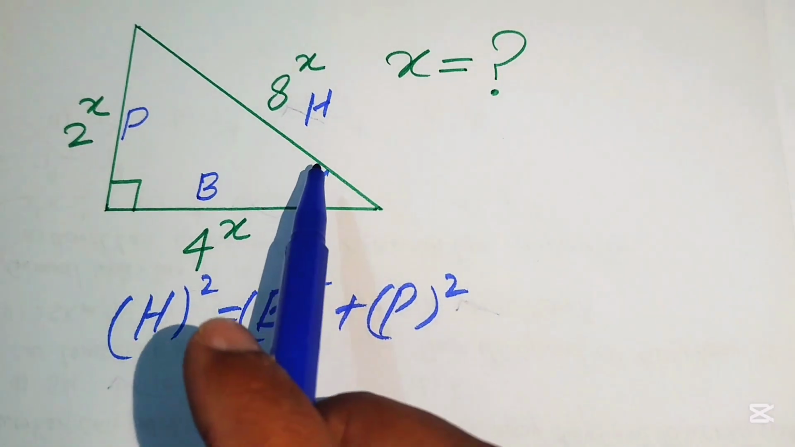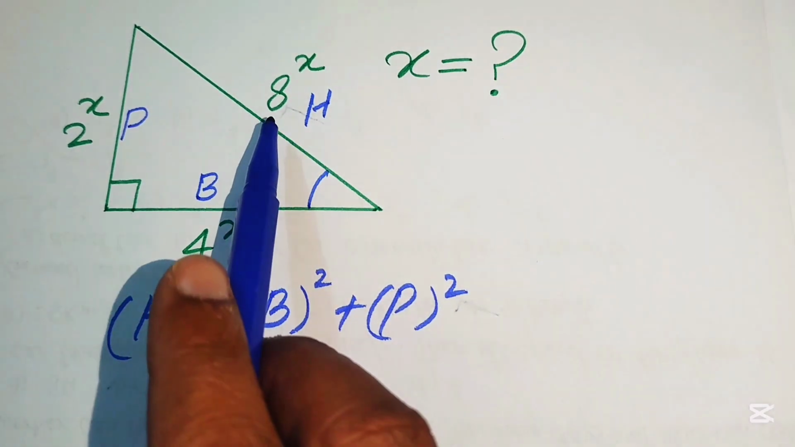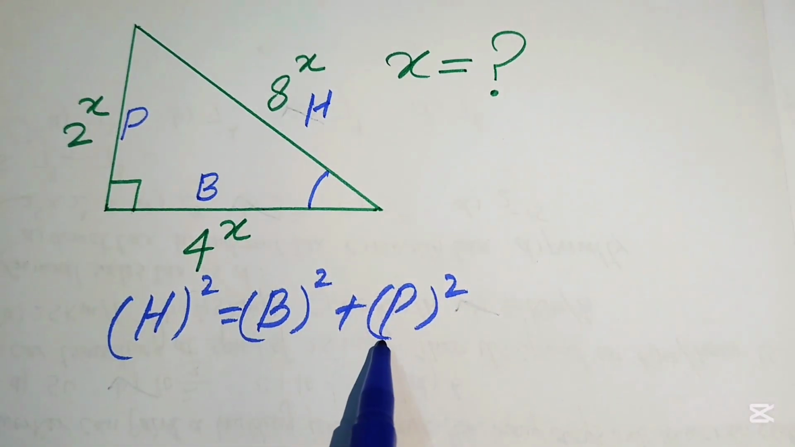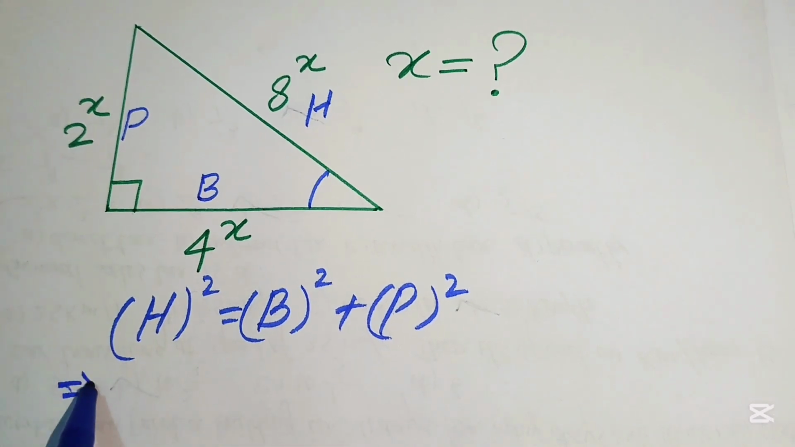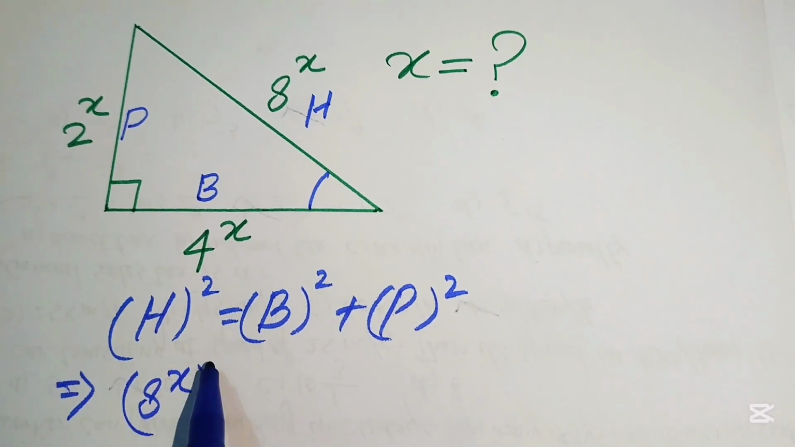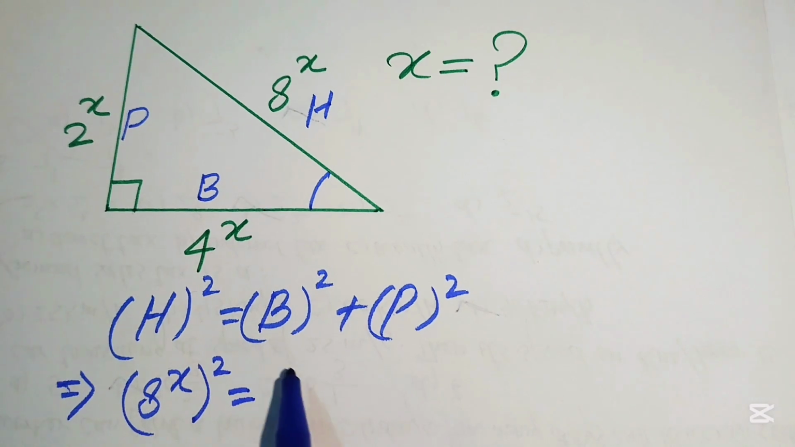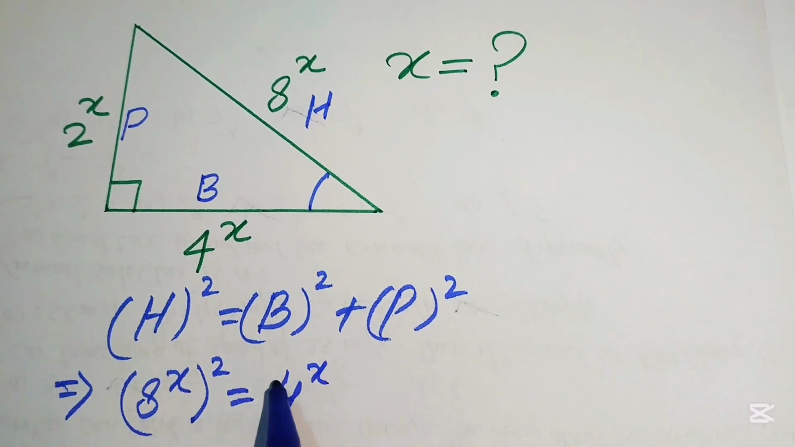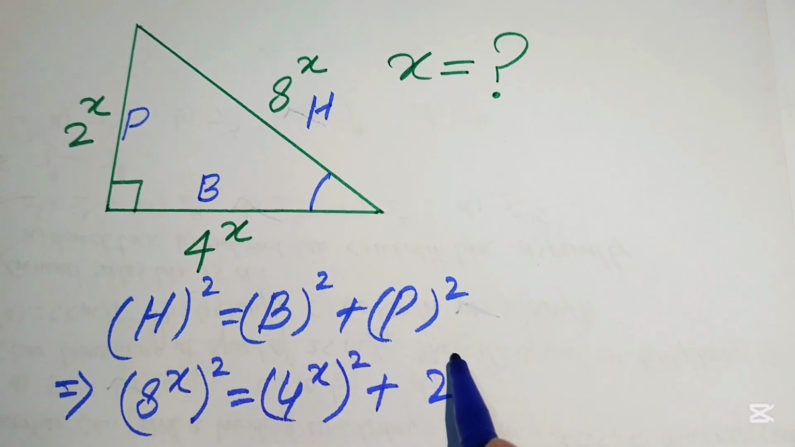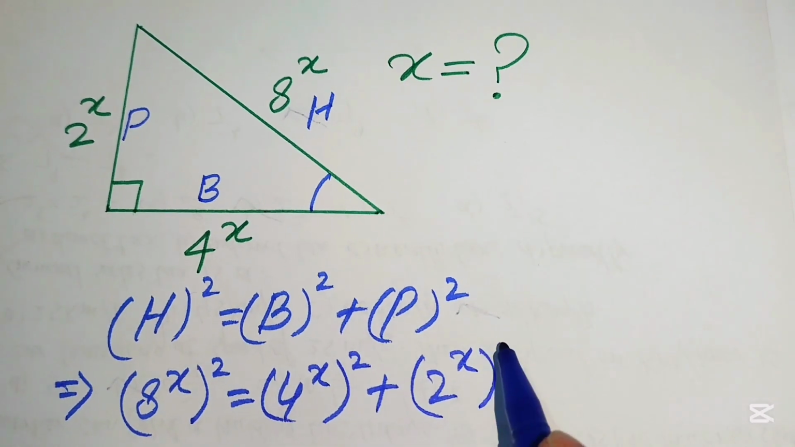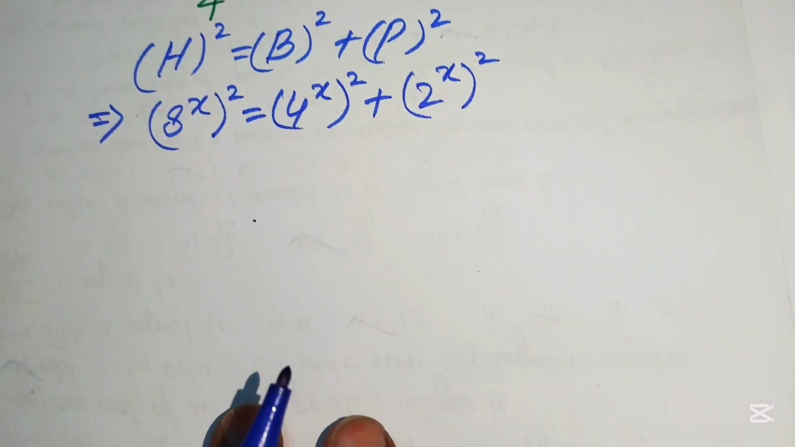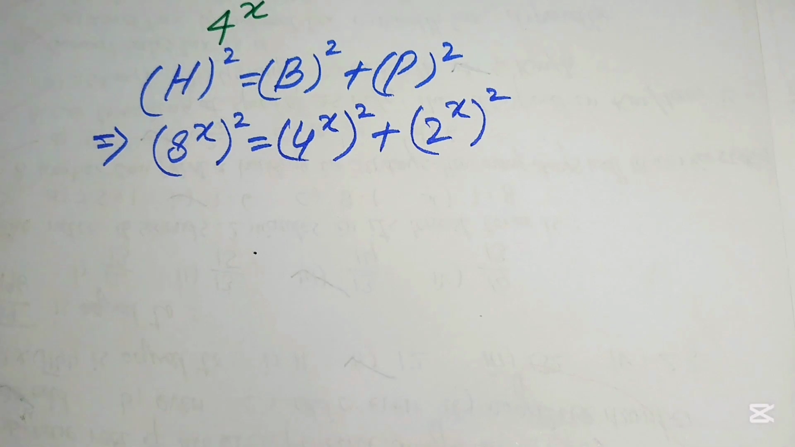So here you see that the value of h is 8 to the power of x. We substitute the values of h, b and p here, and it will be written as h, which is 8 to the power of x, whole squared, equals b, which is 4 to the power of x, whole squared, plus p, which is 2 to the power of x, whole squared. Further we need more simplification to find the value of x.